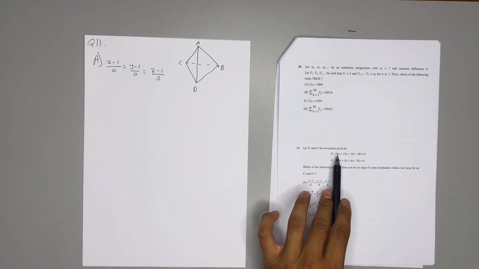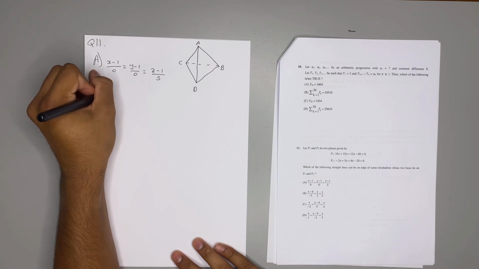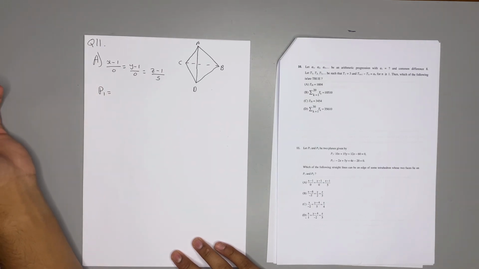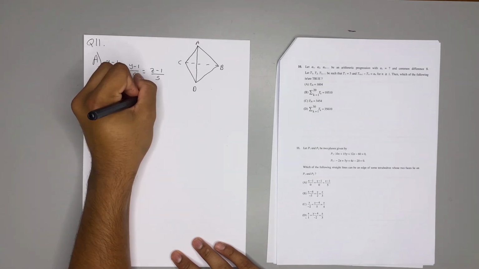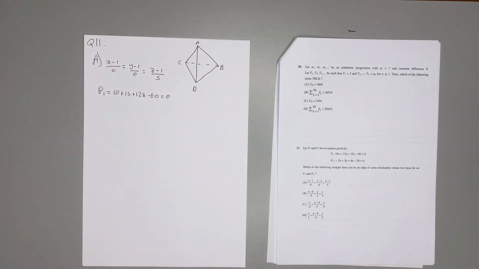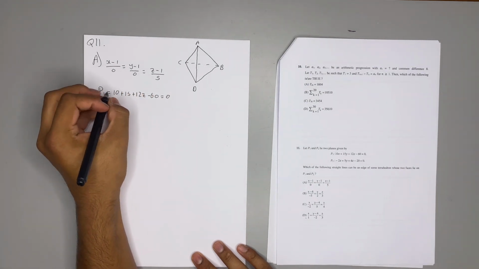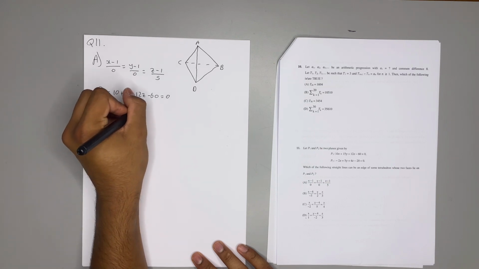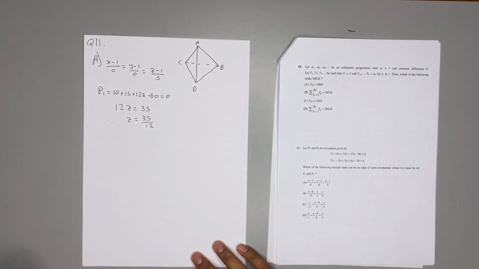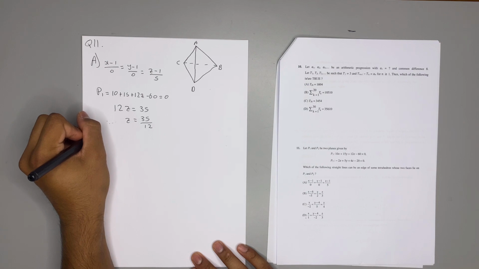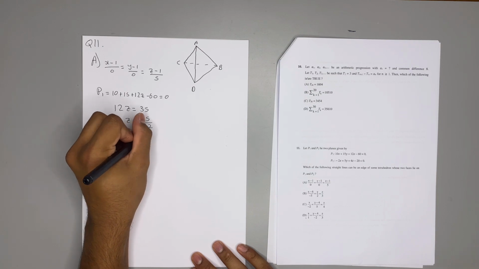coming back to the first equation, for P1, let x and y equal 1 because they're parallel. We can go 10 plus 15 plus 12z minus 60 equals 0. Correct? Plus 60 minus 25, 12z equals 35, z equals 35 upon 12. Therefore, the point P1 gives me (1, 1, 35 upon 12).